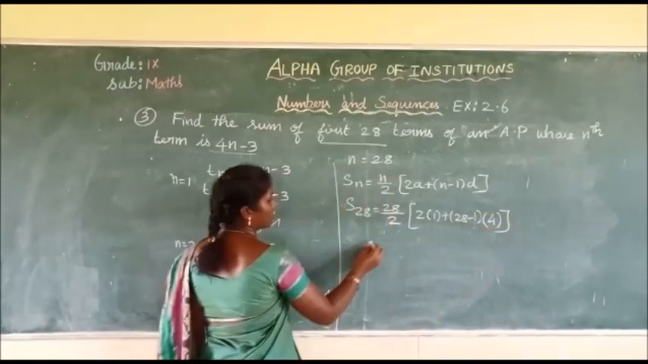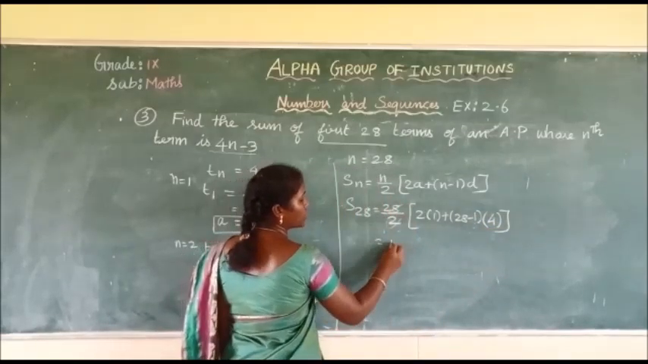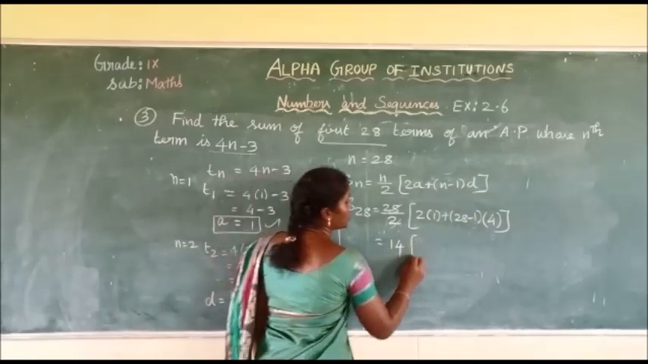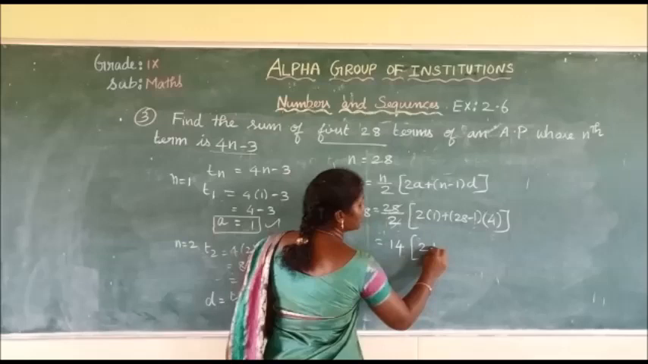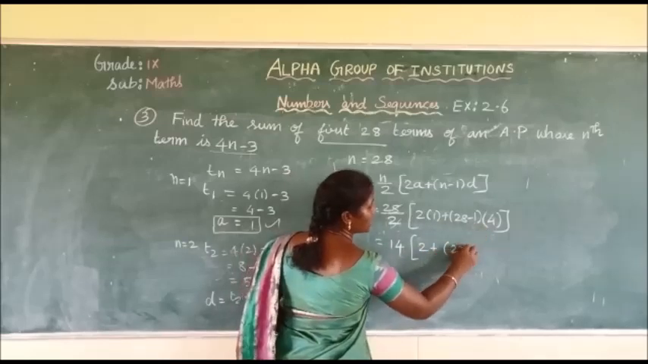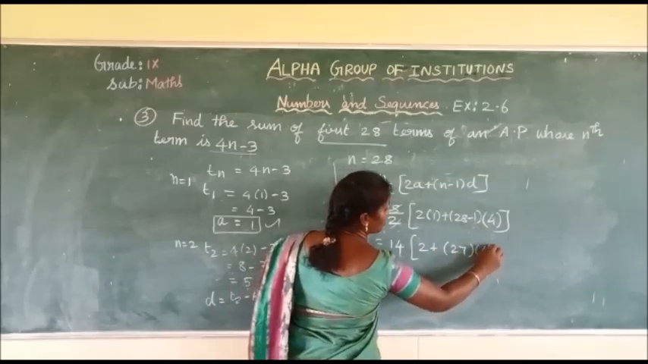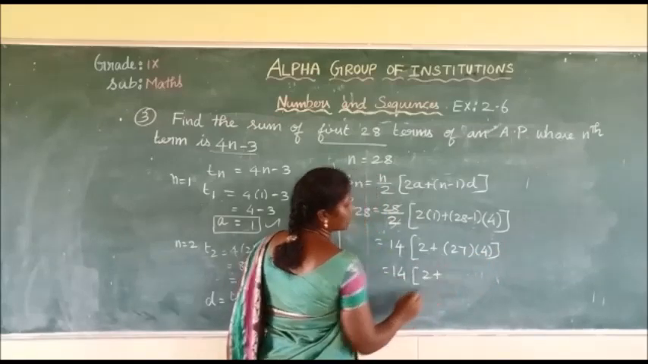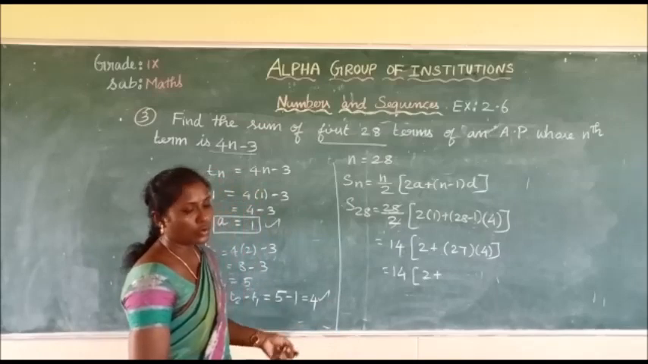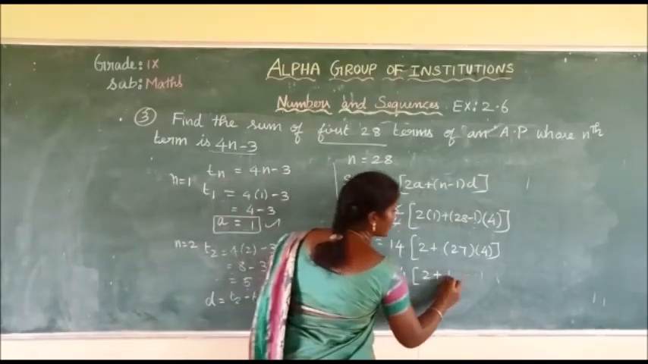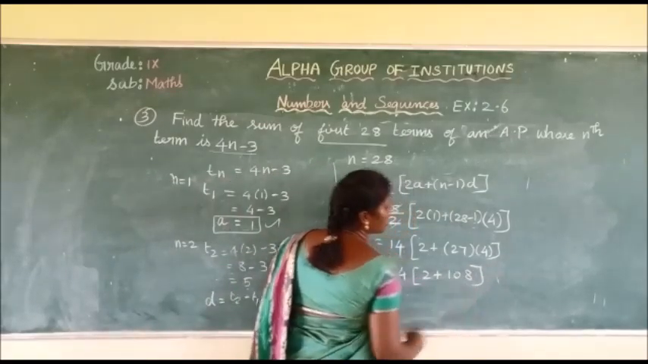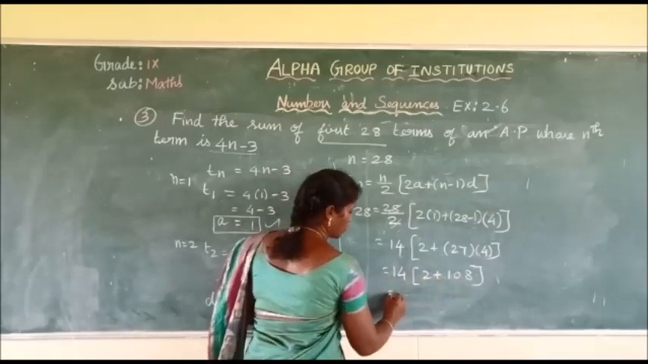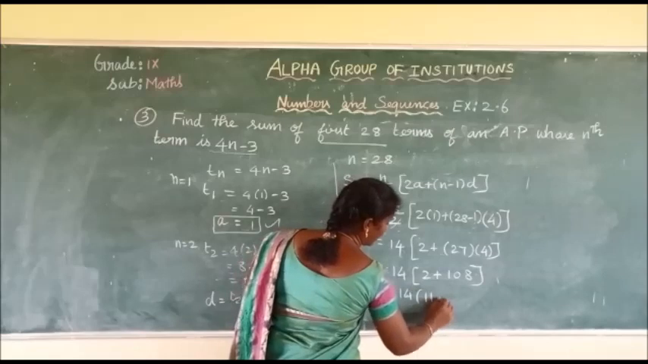Isn't it? Now, 28. If I simplify by 2, it is 14. Okay, 14 into 2 is 28. 2 into 1 is 2 plus 28 minus 1 is 27 into 4. So 14 into 2 plus what is 27 into 4? 27 into 4 is 108, isn't it? So 14 into 108 plus 2.